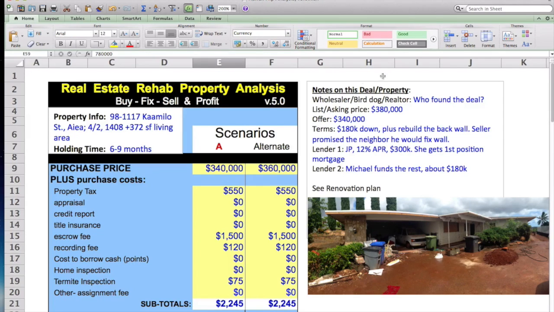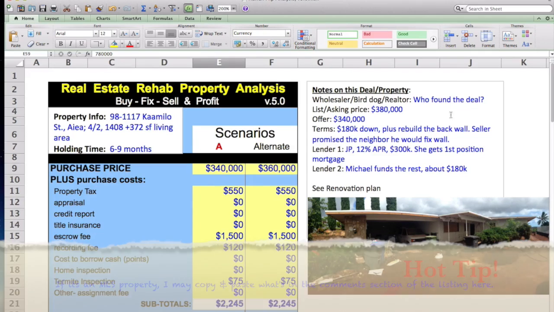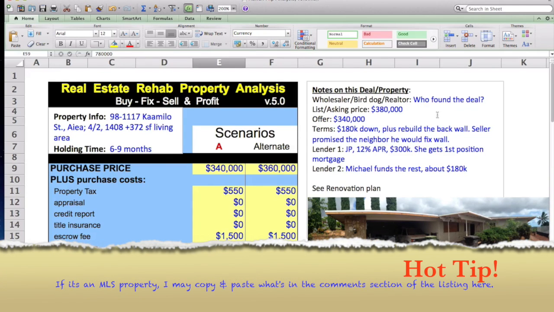And then over here, this is the notes section. So this will kind of help me just get up to speed quickly on this deal compared to the other deals I'm working on. I may have quite a few of these different spreadsheets at any one time, so I don't want to forget this information. It includes if somebody found the deal, if I had a wholesaler or a bird dog or a realtor, here is the initial asking price. This will be my offer.